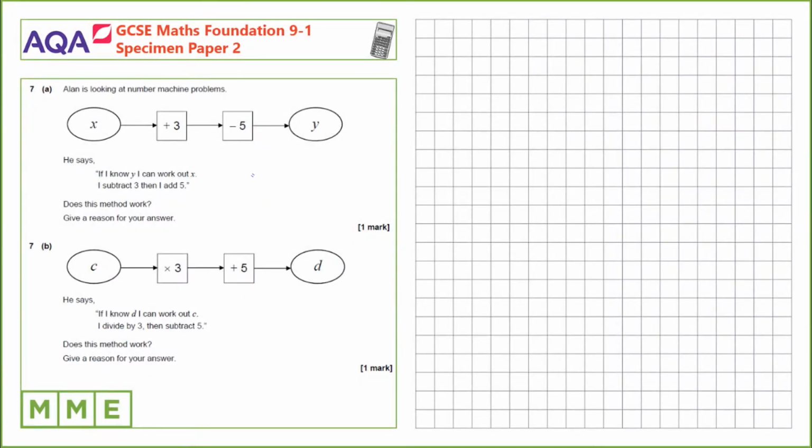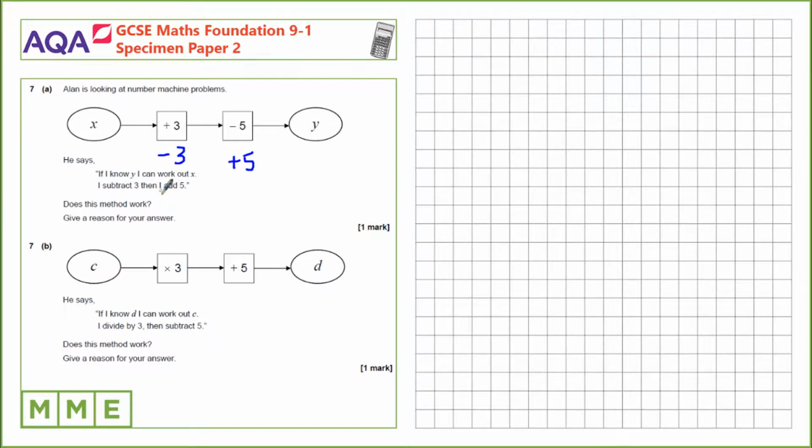Question 7a. Alan is looking at number machine problems. He says, if I know y, I can work out x. I subtract 3 and then I add 5. Does this method work? Normally, if we had y, we'd do the inverse operation here, which would be to add 5, and then the inverse here, which would be to subtract 3. And then we've had x.